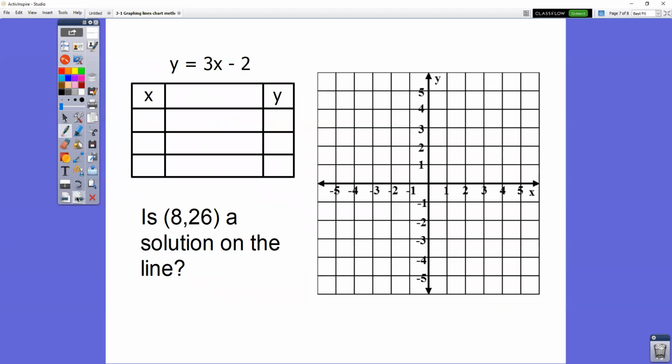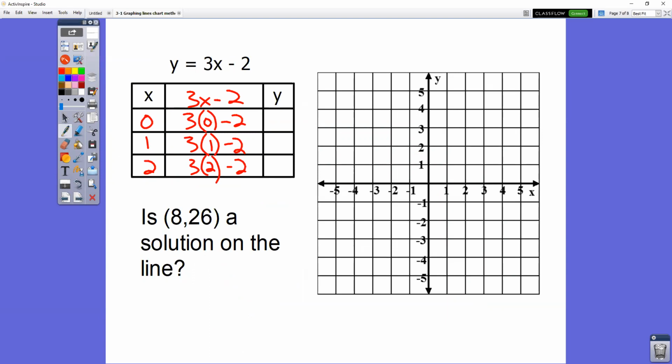All right, take a look at this one. Again, we want to choose 0, 1, and 2. We want to sub those into 3x minus 2. So taking our 0, 1, and 2 and subbing it in for x. Instead of 3 times x, I would have 3 times 0. Instead of 3 times x, I would have 3 times 1. And instead of 3 times x, I would have 3 times 2. Don't forget about your minus 2 at the end.